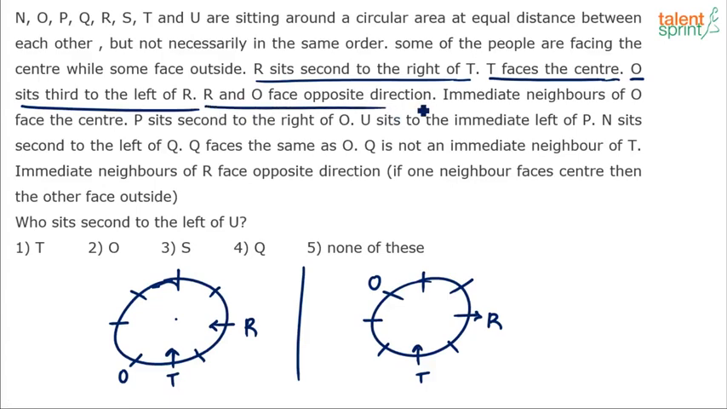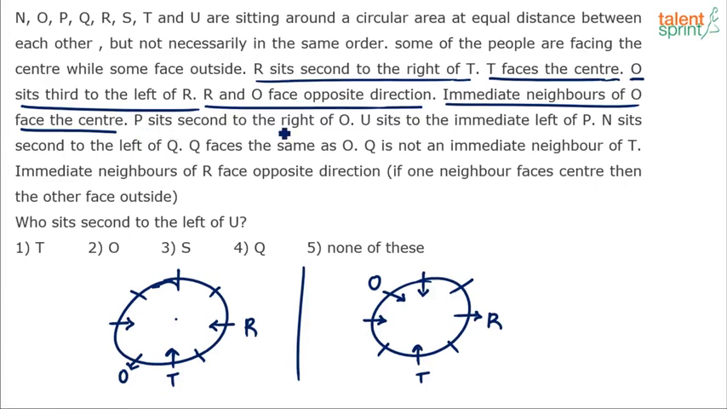Now the next point says R and O face opposite direction. See, if R is facing center, O will face opposite direction, which means O will face outwards. In this case, R is facing outwards, so O will face the opposite direction, which means O will face center. Right? Opposite direction means if one person faces center, the other person should face outwards. Okay. Next, immediate neighbors of O face the center. Now we do not know who the immediate neighbors of O are, but they should be facing center. So T is already facing center, fine. This person also should face center. Whoever comes here should face center. Similarly, in this case, immediate neighbors of O are not known to us at all, but both of them would face center. That's for sure.